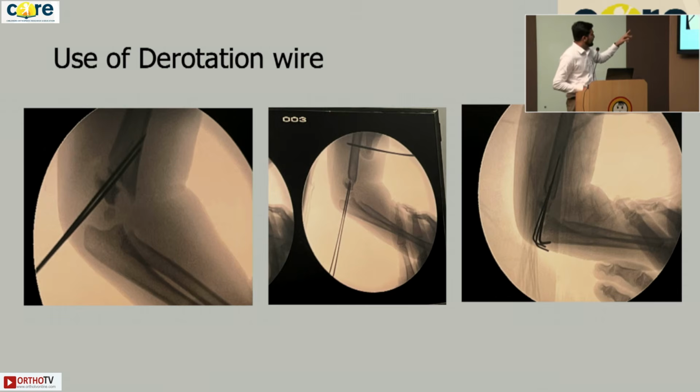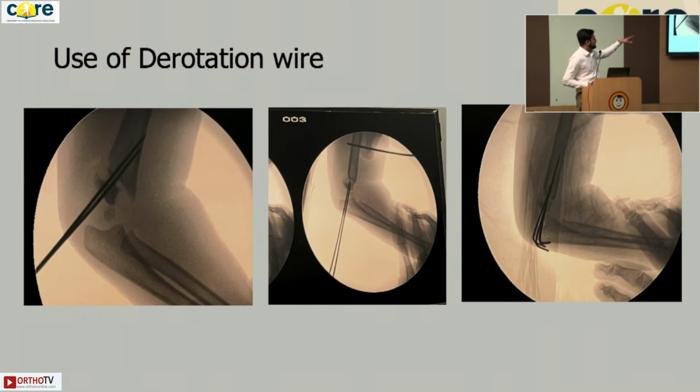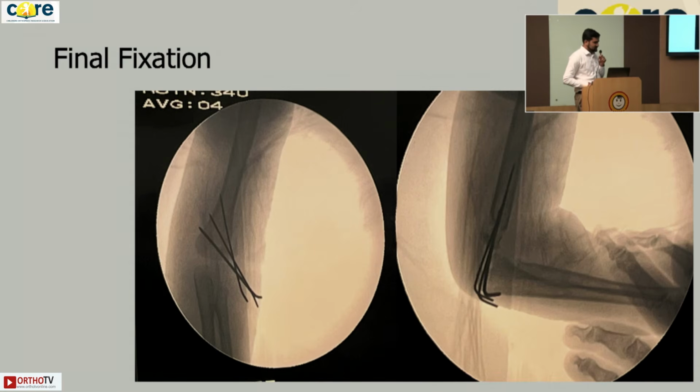So I've just pulled back both the wires which were fixing the fracture. Just put a derotation wire in the proximal fragment, and then internally rotated the shaft, and then advanced both the wires. So this is like a small trick which you can use if there is external rotation of the proximal fragment. Just derotate and then fix the fracture like this. So this is the final fixation.